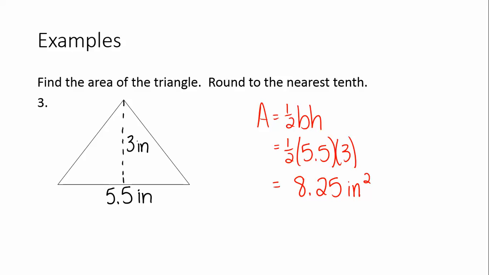Oh, and I should state, it did say to round to the nearest tenth. So that's this place here. The 5 makes us round the 2 up to a 3. So that gives us 8.3 inches squared.